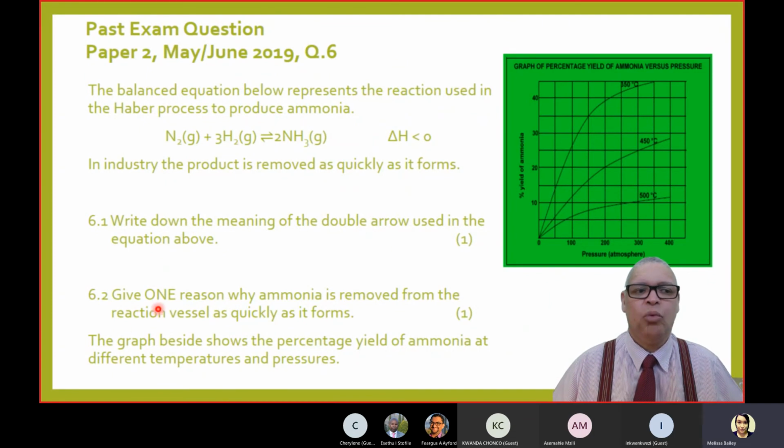Next, give one reason why ammonia is removed from the reaction vessel as quickly as it forms. And then the graph beside shows the percentage of ammonia at different temperatures, and it starts going into a Kc calculation. Let me give you a moment to have a look at question 6.1 and 6.2. Okay, try and answer those, and then we'll review them in a second.